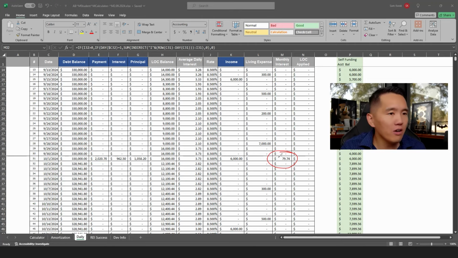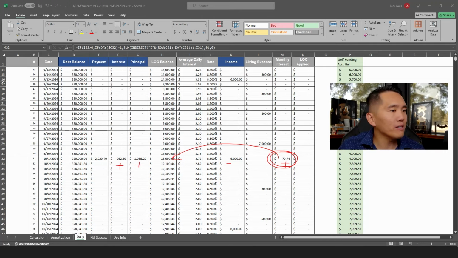Well, okay, yeah, here. So we're going to take that $79.79 that we've basically accumulated over September for this illustration, and we're adding that into the line of credit balance, okay? So this is what's happening. The income column acts as a minus. The monthly interest acts as a plus. This acts as a plus to the line of credit balance.